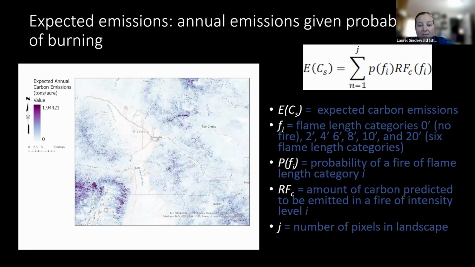So recall that FSim also outputs flame length probability rasters. We burned all TreeMap pixels in FFE, the Fuel and Fire Effects extension, to get the amount of fuel consumed at each flame length. And then we multiplied that by a PM2.5 emission factor and converted the results to kilograms per acre. So if we multiply the probability of a pixel burning at a flame length by the amount of fuel consumed by the estimated emissions and add the results for each flame length category, we get expected emissions.